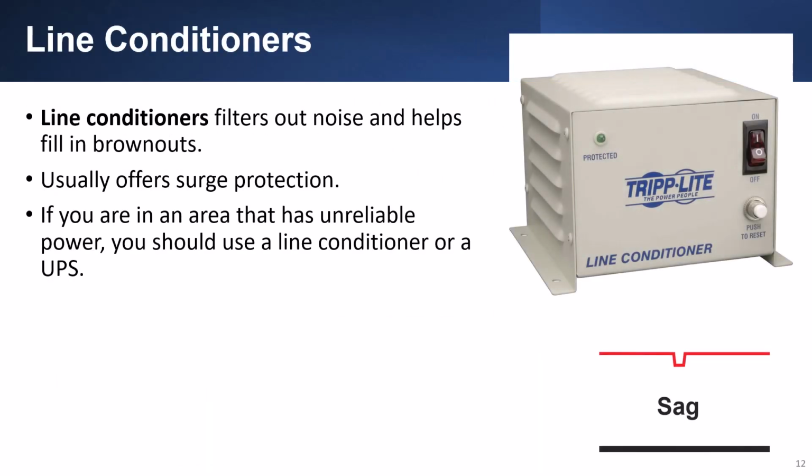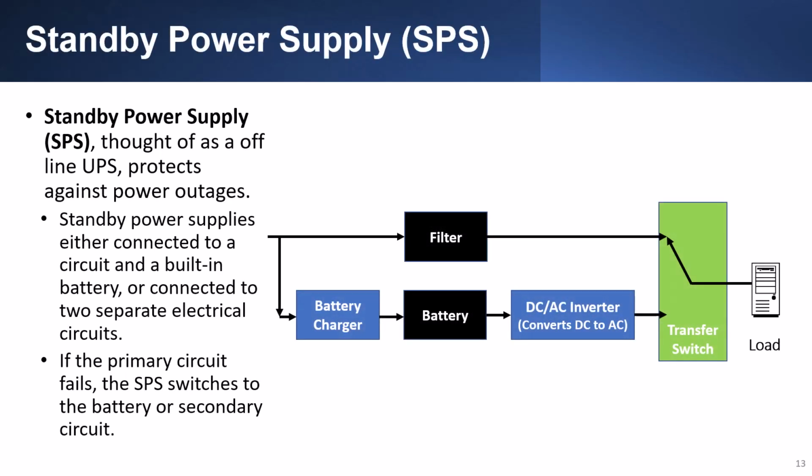Line conditioners filter out noise and help fill in brownouts. It usually offers surge protection. If you are in an area that has unreliable power, you should use a line conditioner or a UPS. Standby power supplies, or SPS, protect against power outages. Standby power supplies are either connected to a circuit and a built-in battery or connected to two separate electrical circuits. If the primary circuit fails, the SPS switches to the battery or secondary circuit.